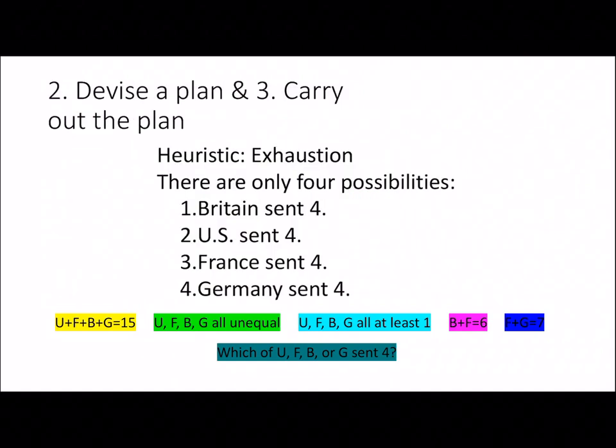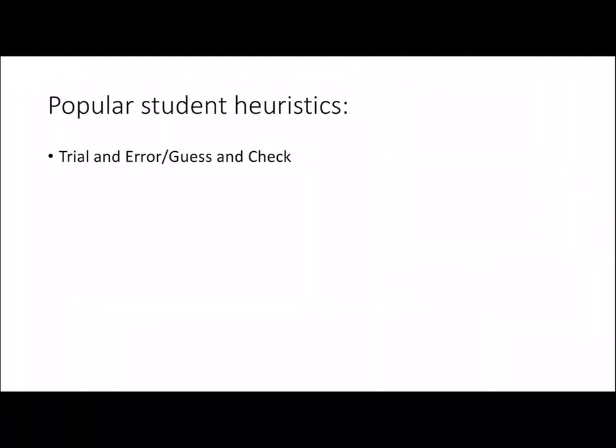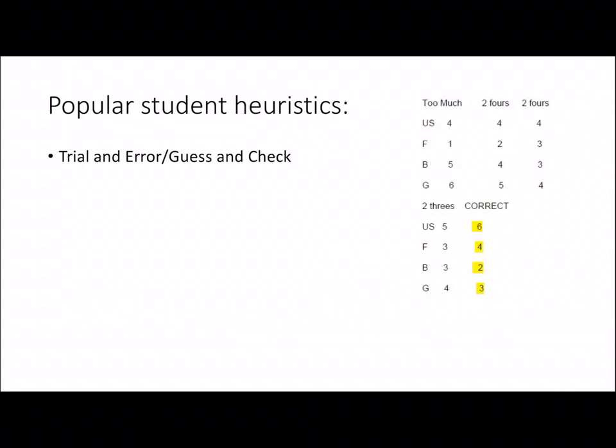gave me this time. If you looked at my plan, I used exhaustion. There were only 4 possibilities. Either Britain sent 4, US sent 4, France sent 4, or Germany sent 4. If you run through each of those 4 possibilities, the only one that works with our setup is France sending 4. The most popular heuristic was guess and check, or trial and error.